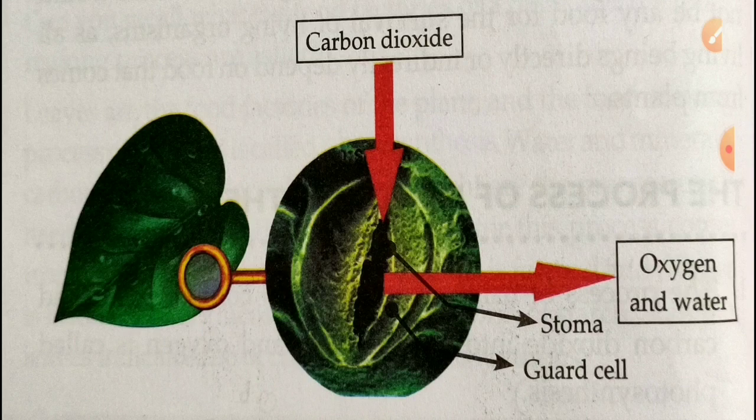Beside that hole, you can see the half moon structure, a bean like structure, marked with the red arrow. That is known as a guard cell.